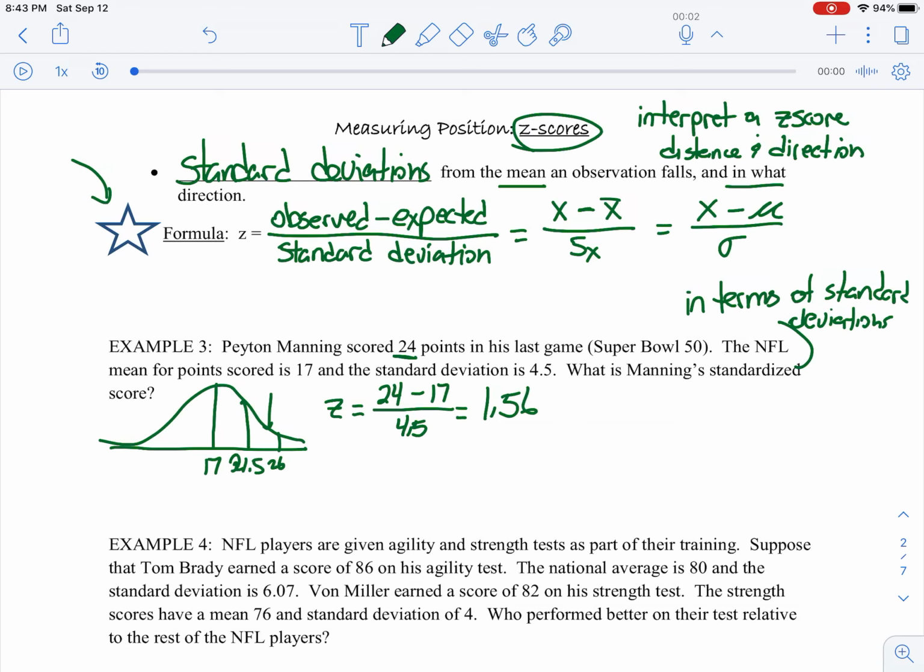And we can see that here, that's a horrible looking 21. But here was the value we were talking about. We were trying to find where 24 fell. Well, 24 fell right about there, and that is 1.56 standard deviations above the mean. So that's what we're going to write: Peyton Manning scored 1.56 standard deviations above the mean.